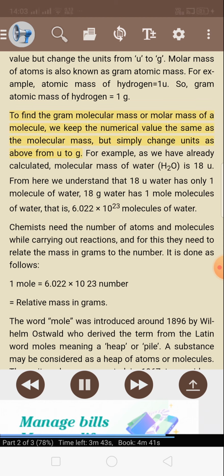To find the gram molecular mass or molar mass of a molecule, we keep the numerical value the same as the molecular mass but simply change units as above from U to g. For example, as we have already calculated, molecular mass of water H2O is 18 U. From here we understand that 18 U water has only 1 molecule of water, 18 grams water has 1 mole molecules of water, that is 6.022 × 10^23 molecules of water.